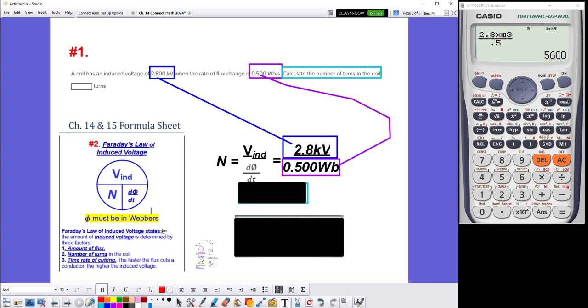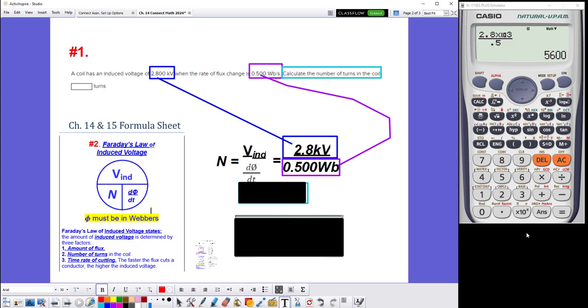It says Faraday's law of induced voltage states the amount of induced voltage is determined by three factors: the amount of flux, that's the strength of the magnetic field, the number of turns in a coil, and the time rate of cutting. The faster the flux cuts a conductor, the higher the induced voltage. So this is how we're going to use the formula. Our number of turns is equal to our induced voltage divided by our Webers per second. We just plug in our induced voltage, 2.8 kV, divided by 0.5. It gives 0.500, but that's the same thing as 0.5 Webers per second.